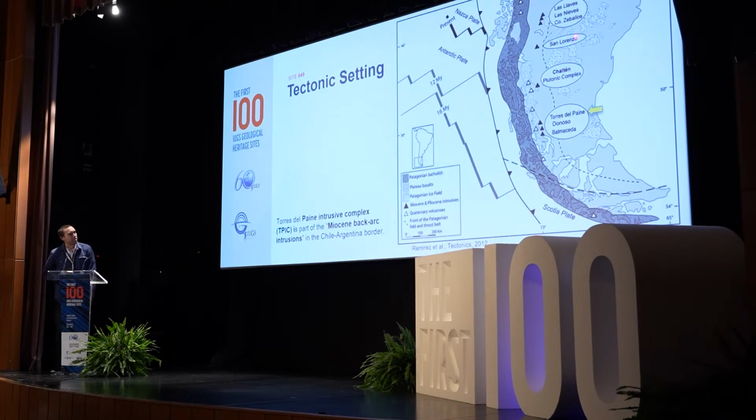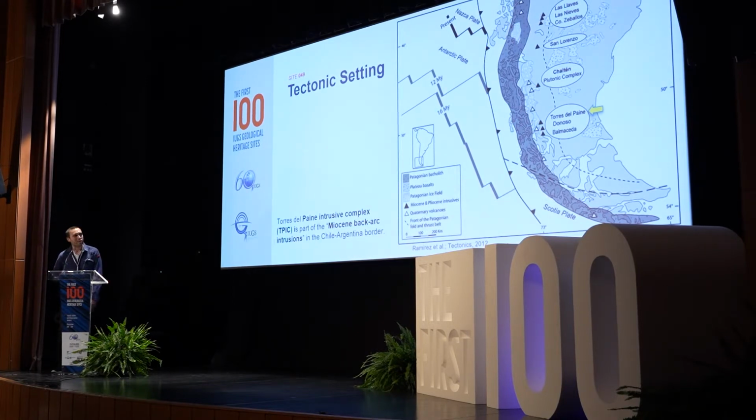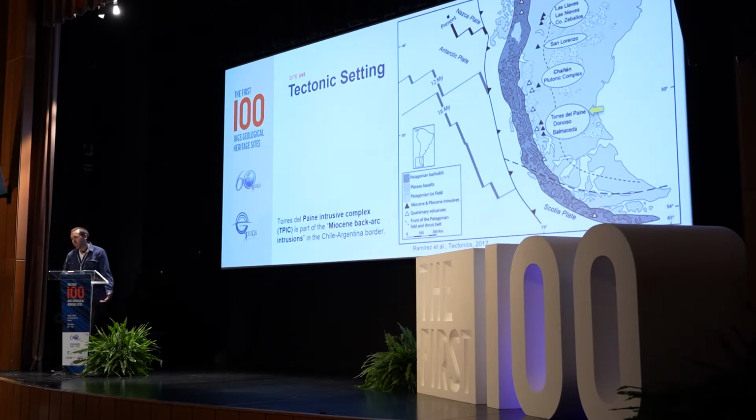Regarding tectonics, here is Torres del Paine. This is a zone of subduction, as all the Pacific margin of South America. So it's the main driver of the area. And Torres del Paine is part of the Miocene back arc intrusions and is related to this process of subduction. Here is the Antarctic plate below the South American continent.